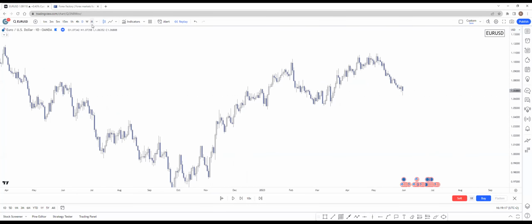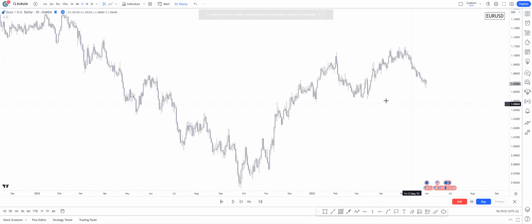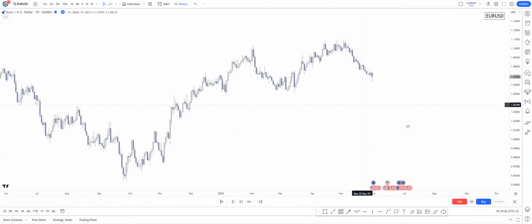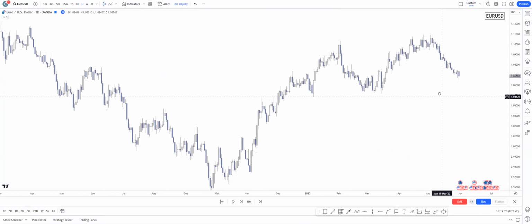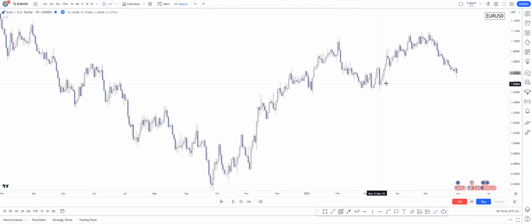So let's start everything on the daily time frame because it's important to put the price action into a higher perspective and see what we can expect on the higher time frame. So we are here on the daily time frame. What happened on the daily time frame? I don't know why it's laggy. It's laggy for me, but I'll try to do my best.